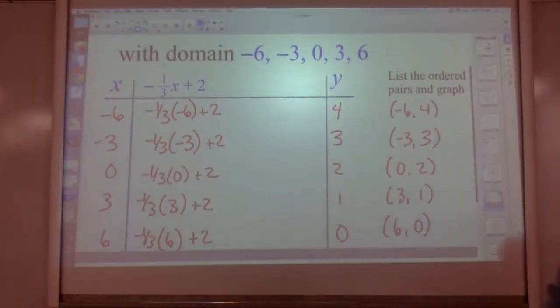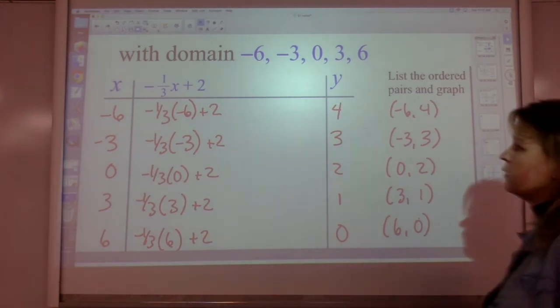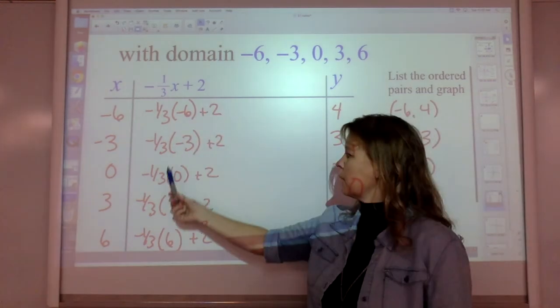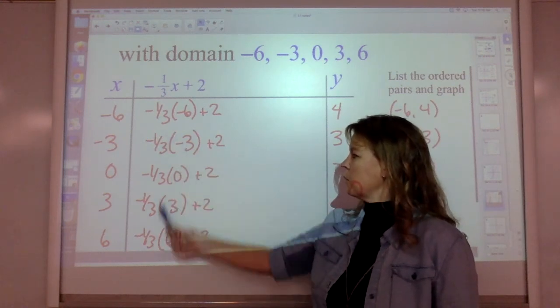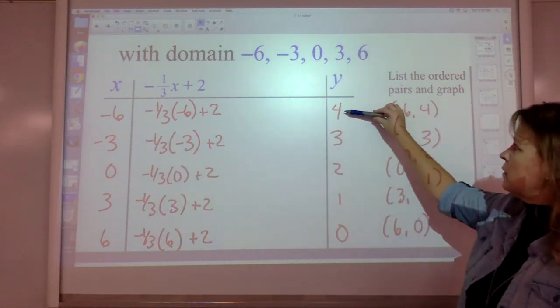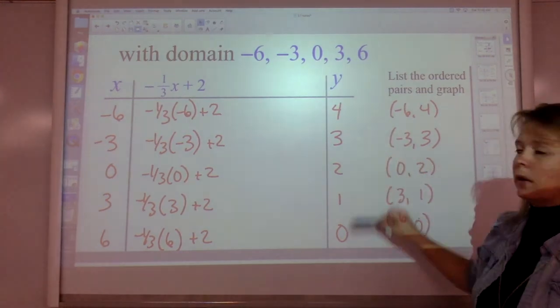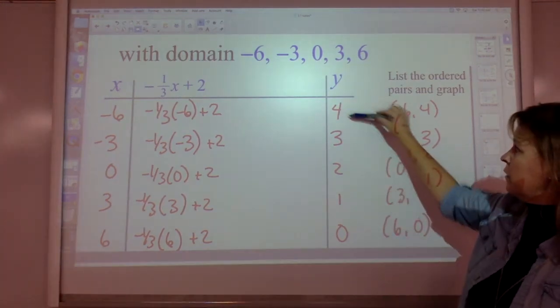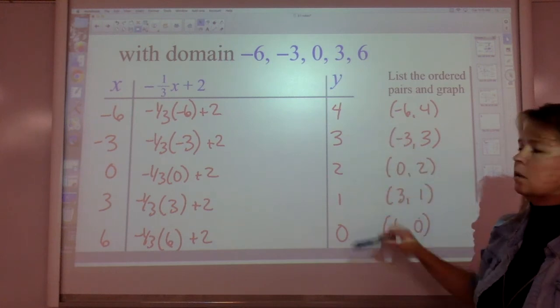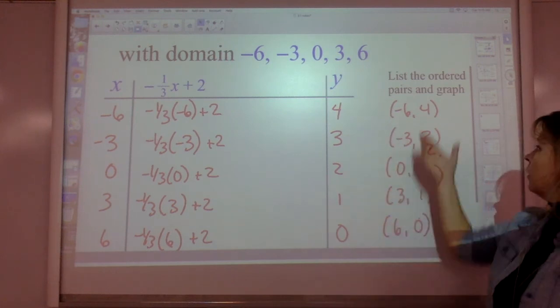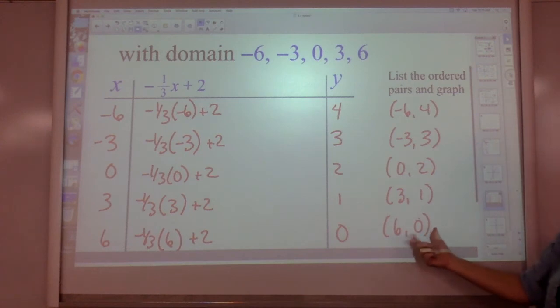All right, when you have those done, come on back to life, take a look. Hopefully you see this repeating pattern of multiplying by negative. Because we multiplied by a negative, look at what happened to your y values in the function. They kept going down. And a nice, easy step pattern, 4 to 3 to 2 to 1 to 0. Hopefully you already made your ordered pairs, and we're going to graph it right now. Pause it if you didn't write your ordered pairs yet.